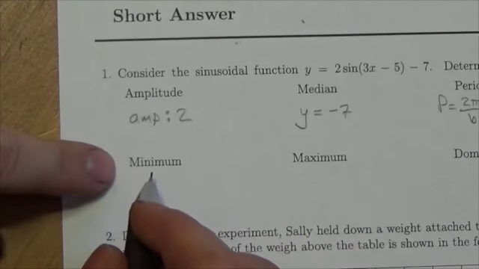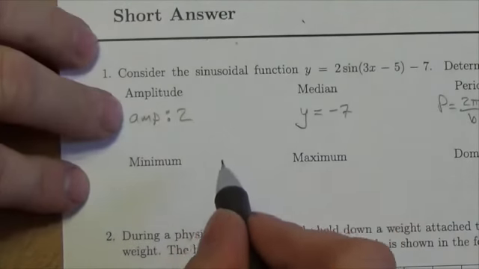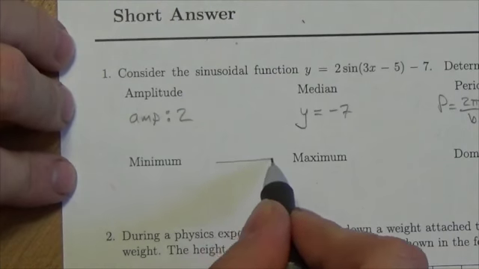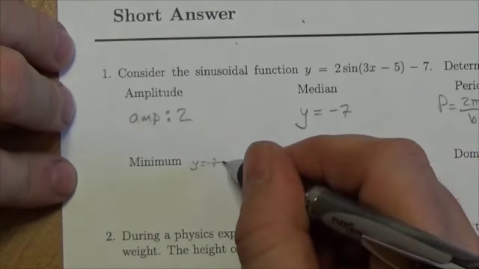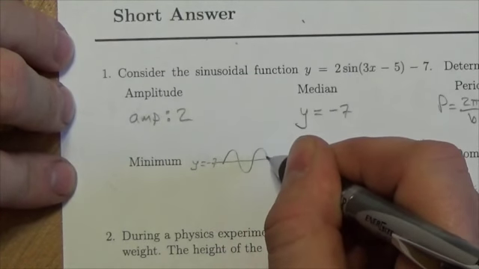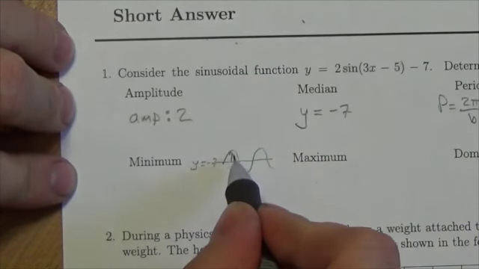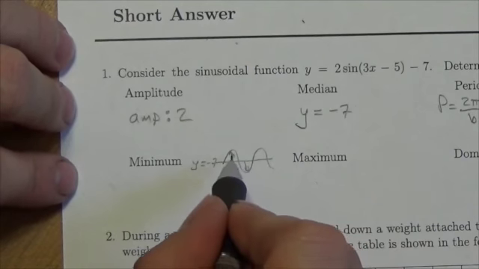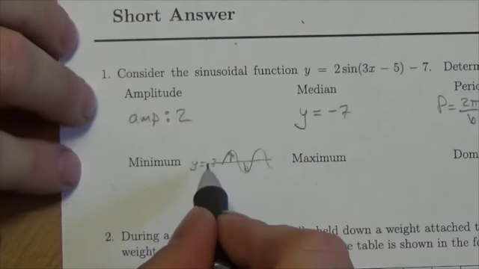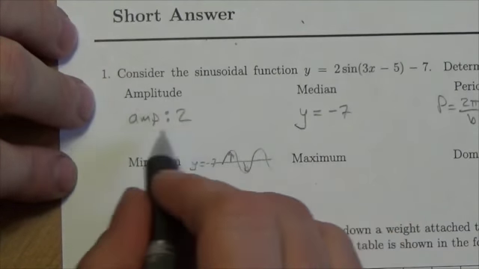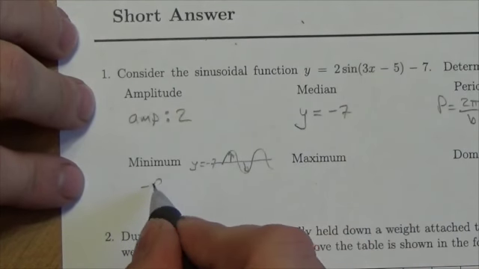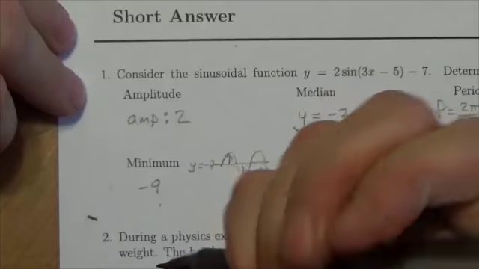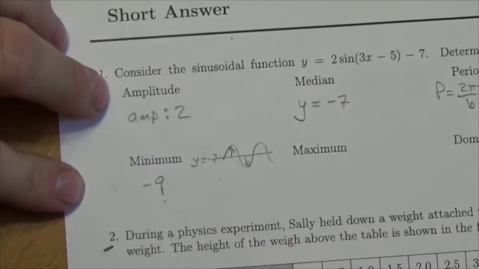Now right here, the minimum. The minimum is going to be that middle line here, which we already know, the median is going to be y equals -7, and the graph is going to fluctuate above and below that by the amplitude. So we're going to go the amplitude up and the amplitude down. So when we go the amplitude down, it's going to be -7, and then we're going to subtract the amplitude. So -7 minus 2 is going to be -9. Okay, so there's our minimum value.